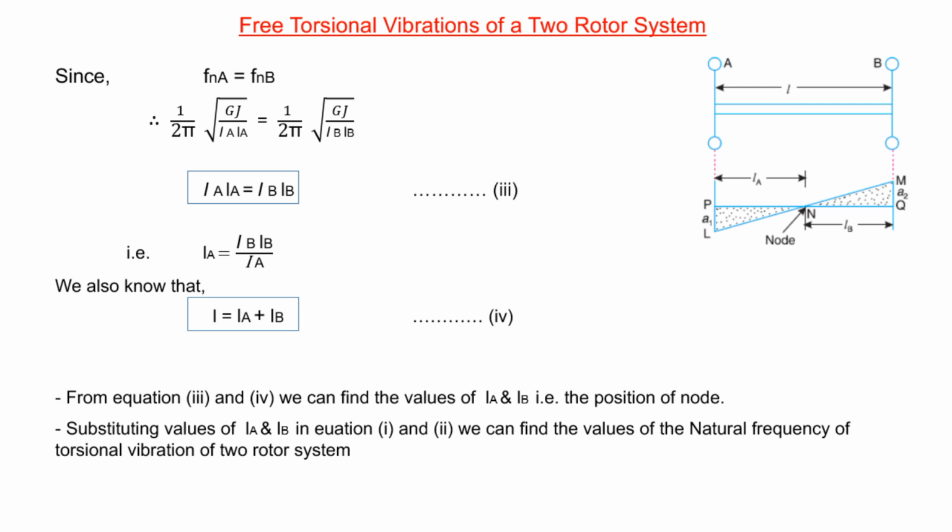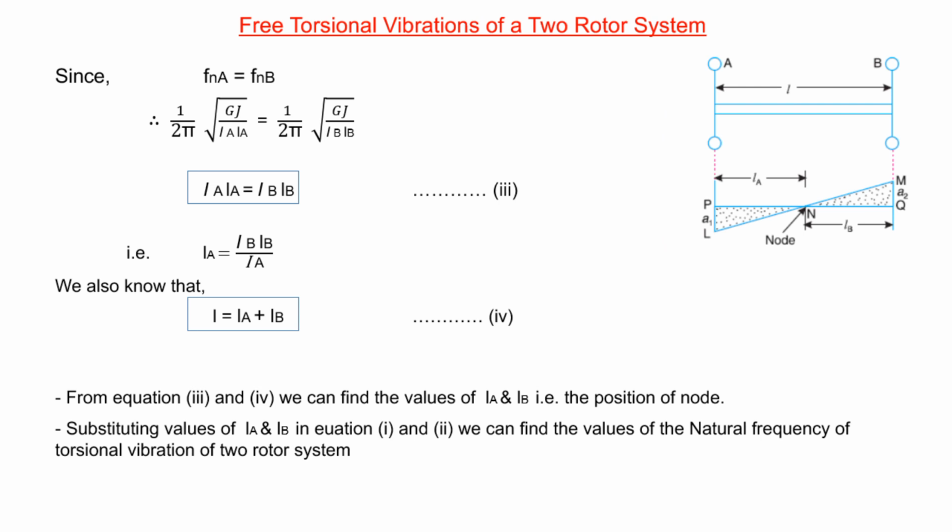Now, the third equation we have got is LA IA = LB IB. We know one more equation, that is, the total length of this shaft can be written as L = LA + LB. That means the position of the node point from disk A and the position of the node point from disk B, LA plus LB, is equal to small l. Call this equation number 4.